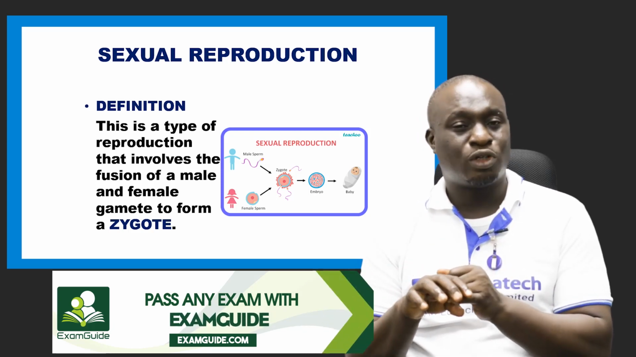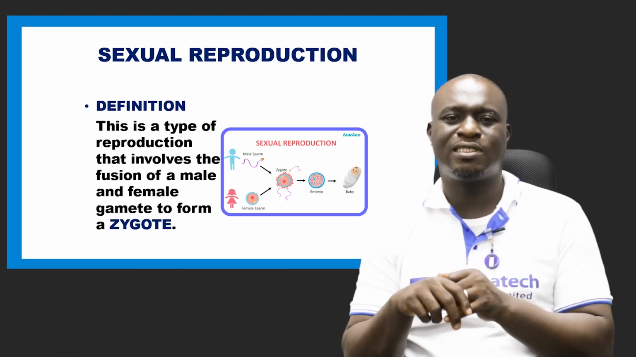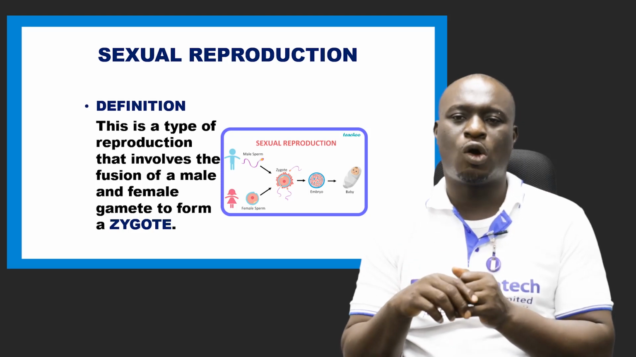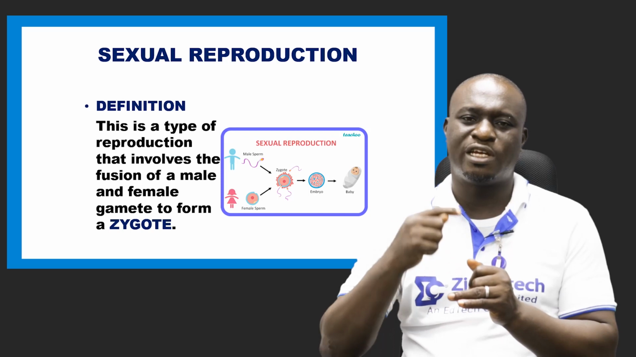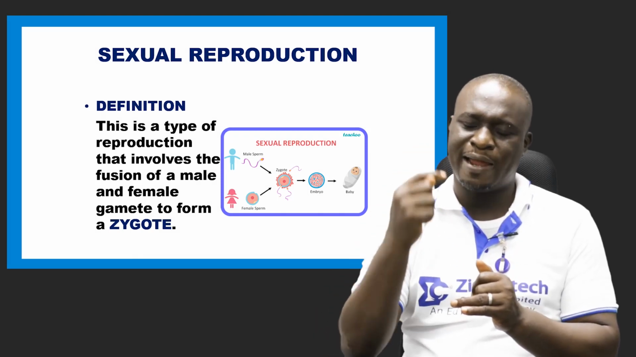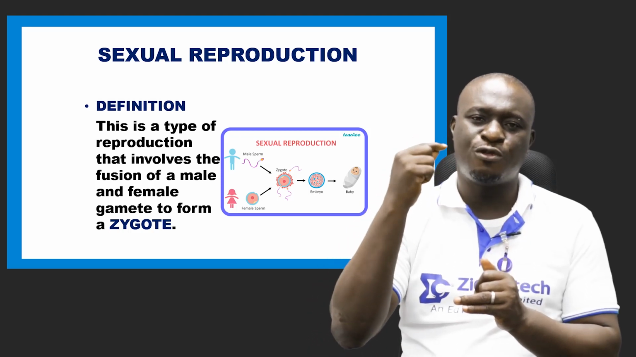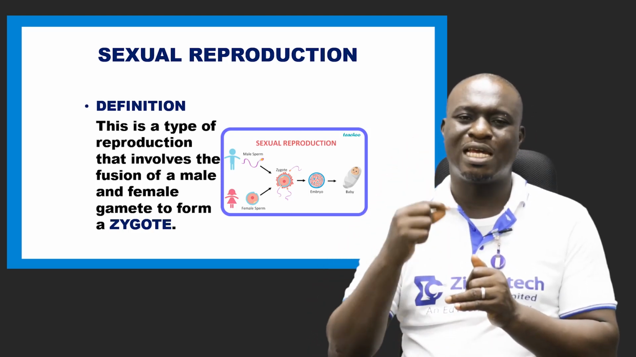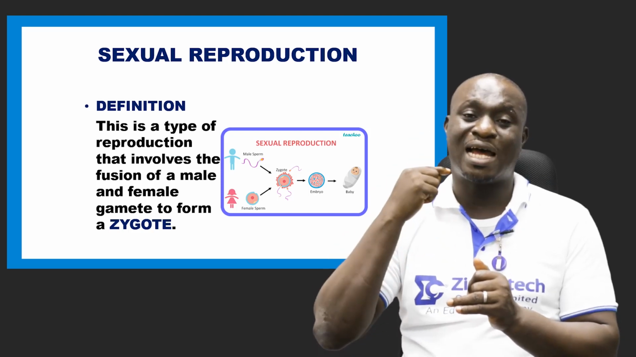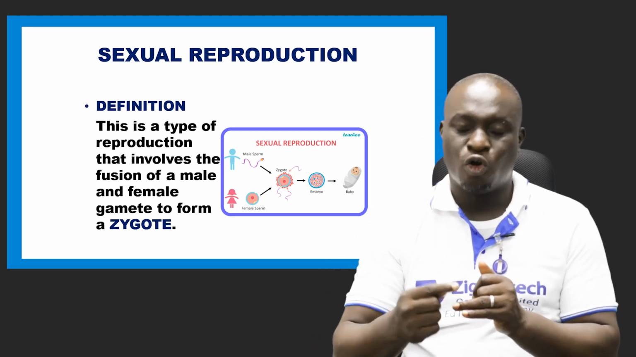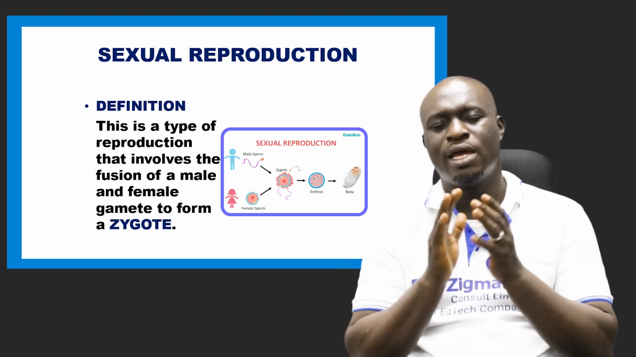And then the second important fact about sexual reproduction is that the fusion of these gametes forms what we call a zygote. This zygote develops into what we call an embryo, and the embryo develops into a fetus, and the fetus is delivered as a young one or a new individual. So from the fetus we get the new individual.